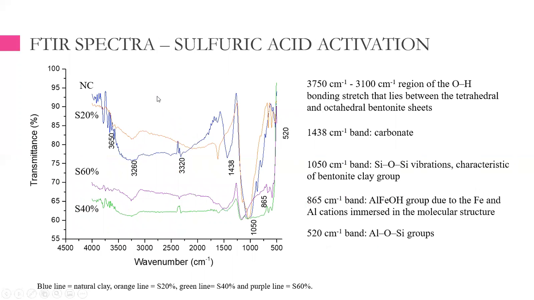Here you have the infrared spectrum for the natural clay in blue, and you have the spectra for the activated clays using sulfuric acid with 20, 40, and 60% concentrations. The clays activated with 40 and 60% of sulfuric acid show a decrease in intensity in these characteristic bands in this region that you can observe here. And this is due to the structural change because of the acid attack.